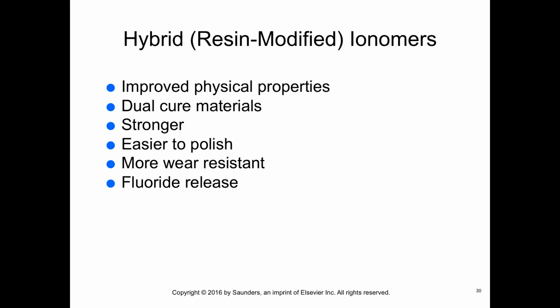To improve on the physical properties of glass ionomer, resins, mostly in the form of 2-hydroxyethyl methacrylate, HEMA, have been added to the material. These hybrid resins have some properties of composites and some properties of glass ionomers. They're very strong and are stronger than regular glass ionomers. They're easier to polish and are more wear resistant.